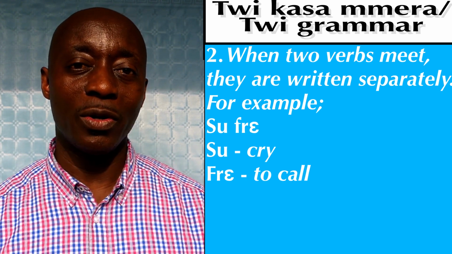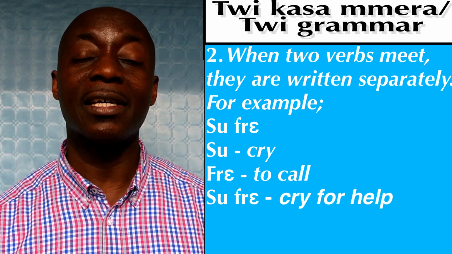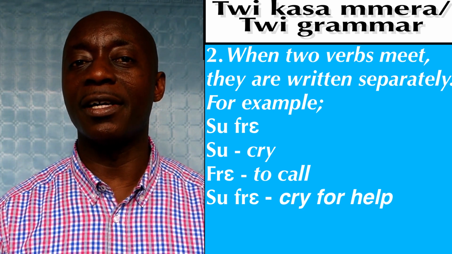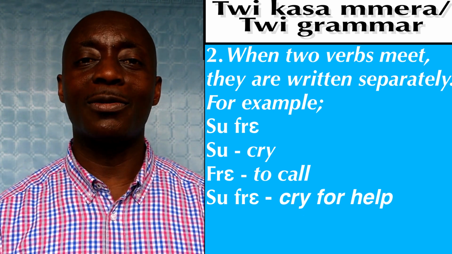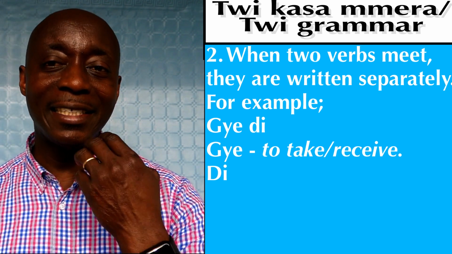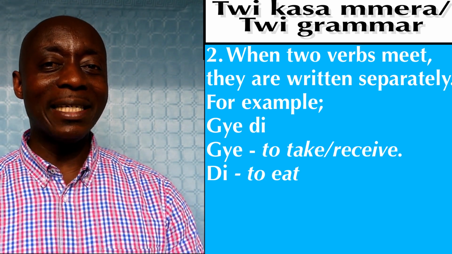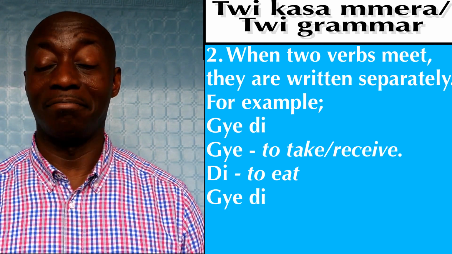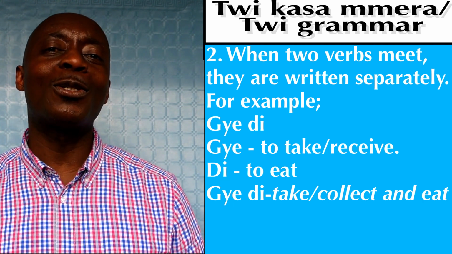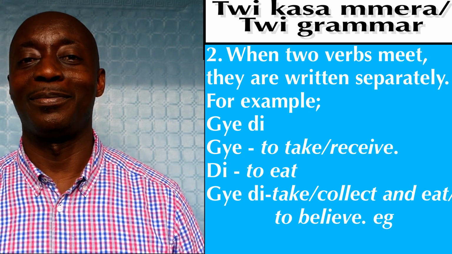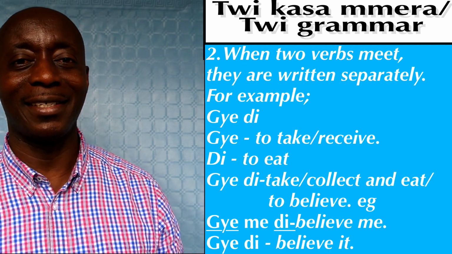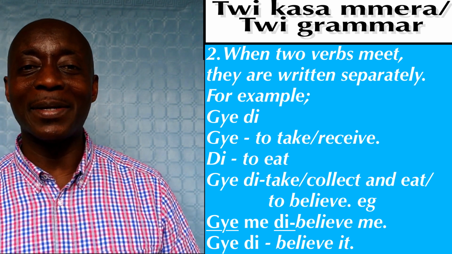But the two meeting like this means cry for help. Sufrɛ. We write su separately from frɛ. We also have jidi. If we say ji, it means take, and then di, to eat. But when they meet like this, they could mean take and eat, or collect and eat. And it could also mean to believe. Jimidi, believe me. Jidi, believe it. Okay? We write them separately.